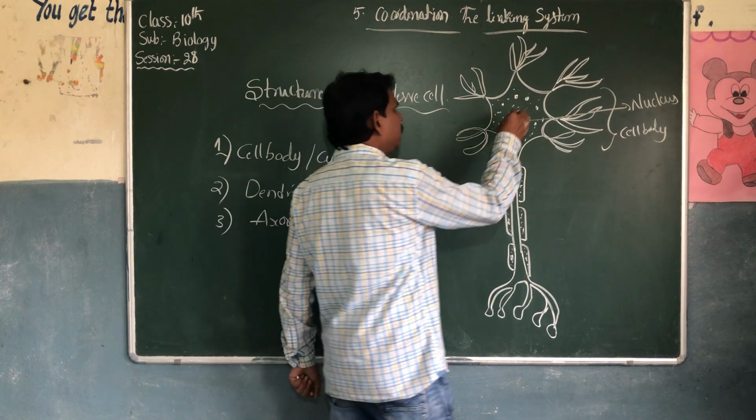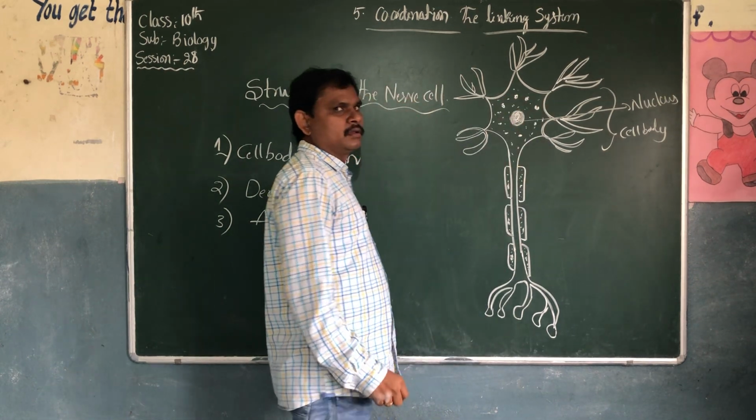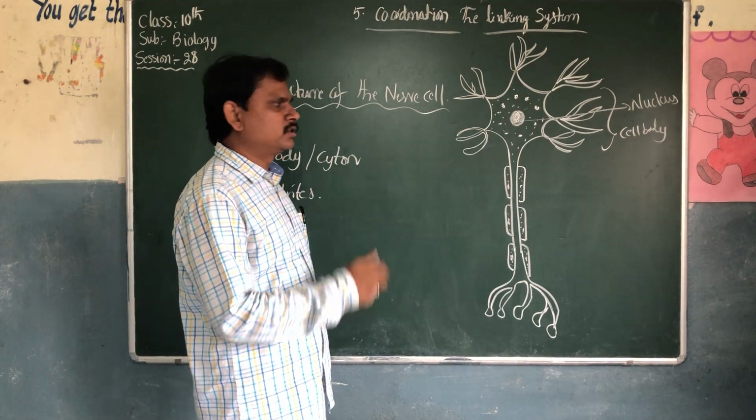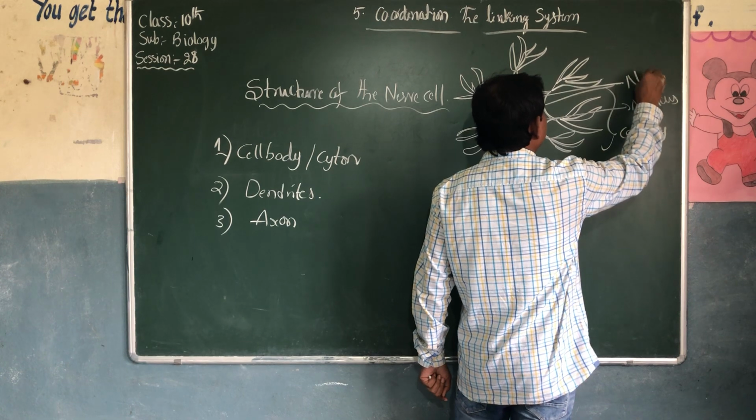In the cell body, there are granule-like structures. The dark colored, large granule-like structures are called Nissl's granules.